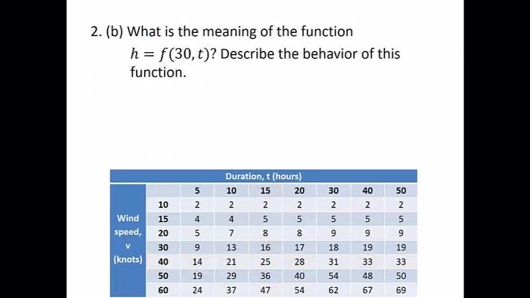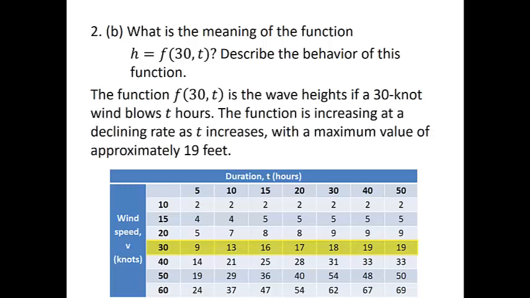Great. What is the meaning of the function h equals f of 30, t? So here, the function f of 30, t is the wave heights if a 30 knot wind blows for t hours. Notice that the function here is increasing, but increasing at a declining rate as t increases, with a maximum value of approximately 19 feet. Let's compare that to the last example.